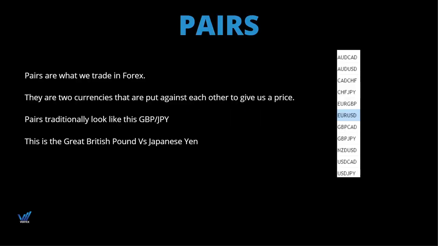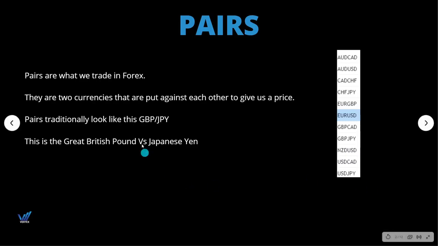We're going to start with pairs. Pairs are what we trade in Forex. If you don't know what Forex is, it's foreign exchange. So essentially we're exchanging currencies between each other. Similar to going to the exchange bureau, when you swap cash, when you're going on holiday, those sort of things. So there are two currencies that are put against each other to give us a pair.